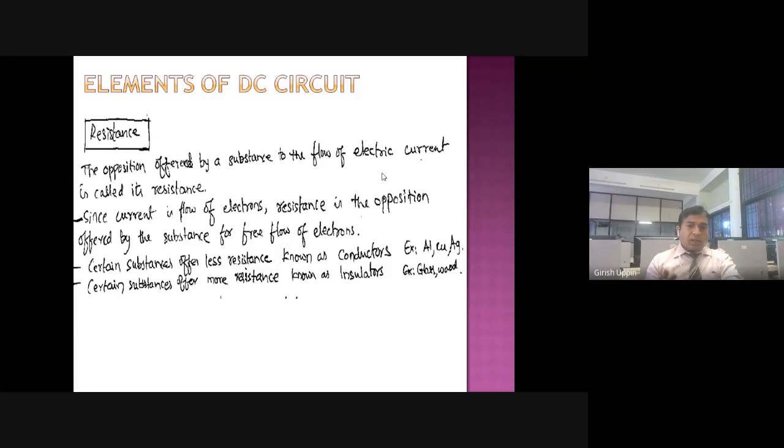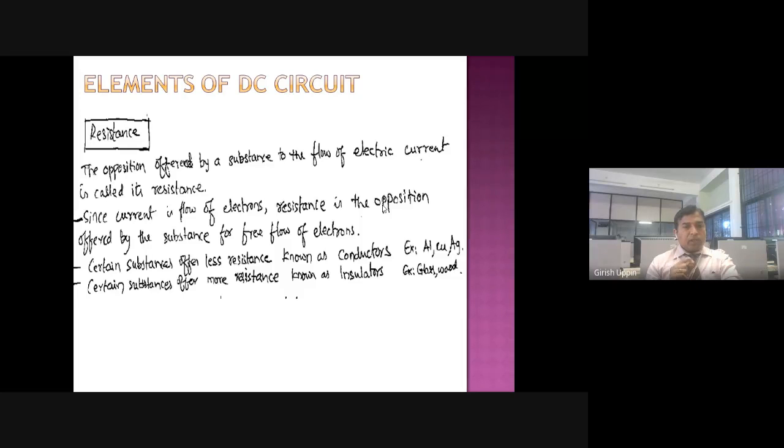Some materials have a very high resistance. They will not allow the electrons to flow through their body, and some materials easily allow the electrons to flow through their body. So if the substance offers a very high resistance to the flow of current, those are called insulators.